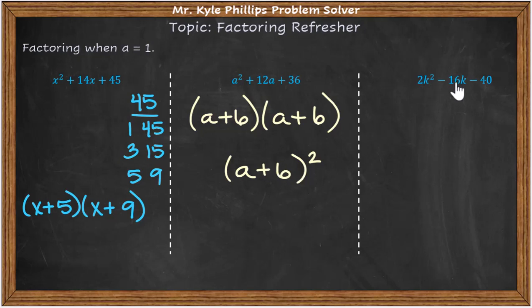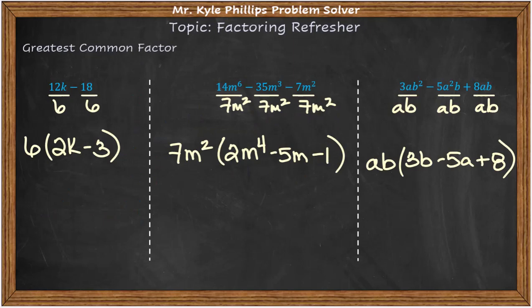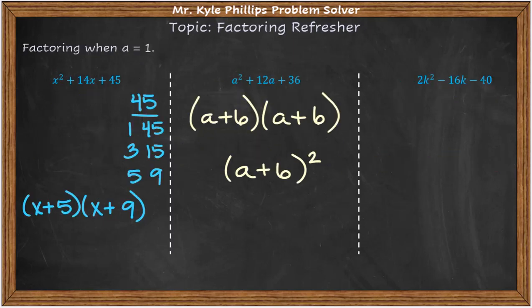Okay, lastly, I have 2k squared minus 16k minus 40. Remember, anytime we are factoring, remember what we did here, the greatest common factor? You can kind of think of the greatest common factor as step always. It's not even step 1. It is step always. We are always going to check for the greatest common factor. Here, we didn't have to do that because the leading coefficient was 1. But anytime the leading coefficient is not 1, you are required to check for the greatest common factor. So here, before I do anything, I am going to factor out a 2.